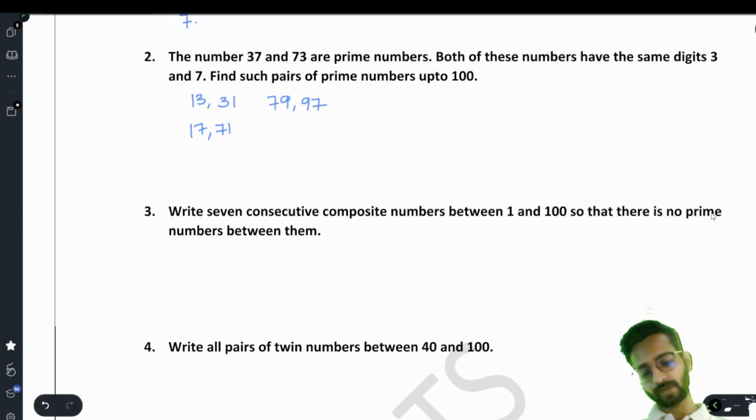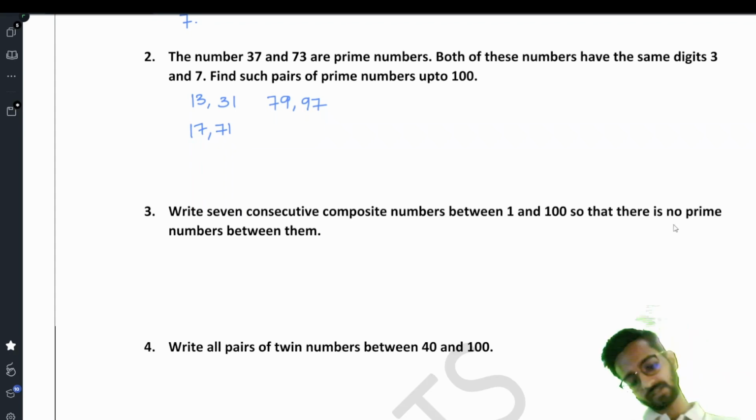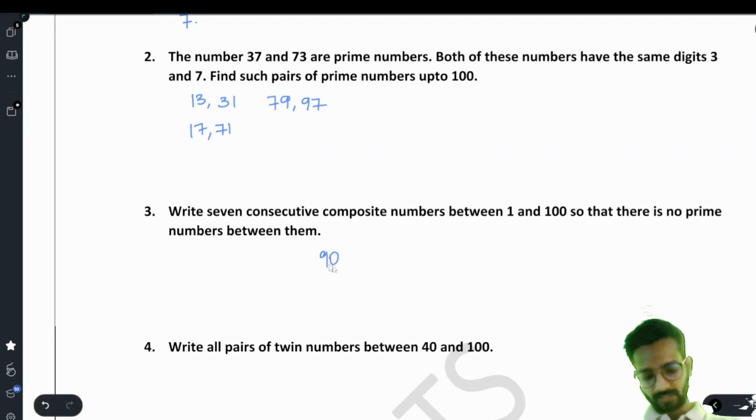Now, moving to the next question we have here is, write 7 consecutive composite numbers between 1 and 100 so that there are no prime numbers between them. It means it should be consecutive, one after the other. It means the numbers we have here are 90, 91, 92, 93, 94, 95, and then we will have 96.